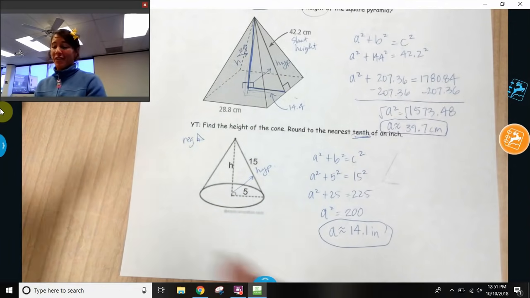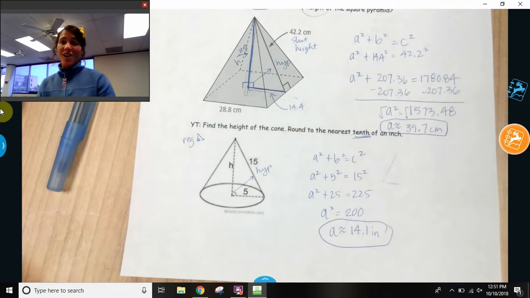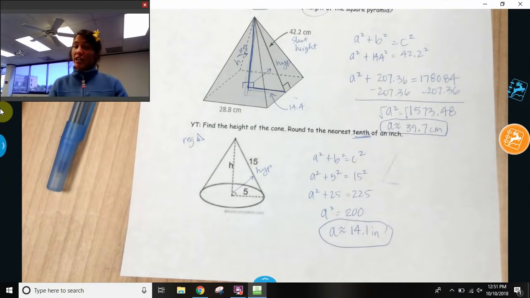All right, so I hope you got that right. I know this is long, but we are going to practice more Pythagorean Theorem in three dimensions in class.